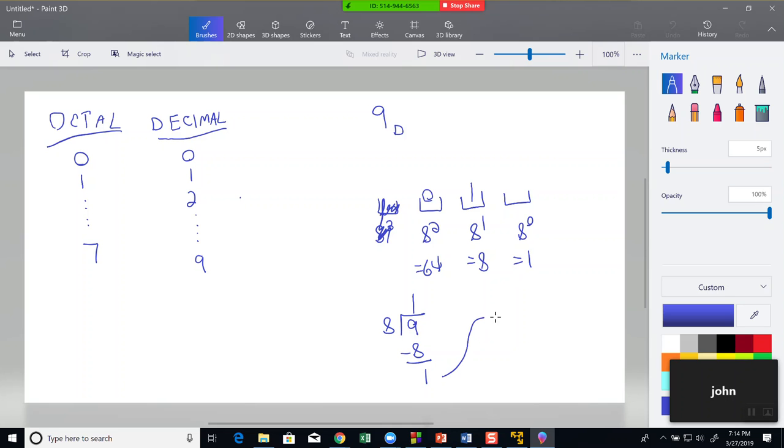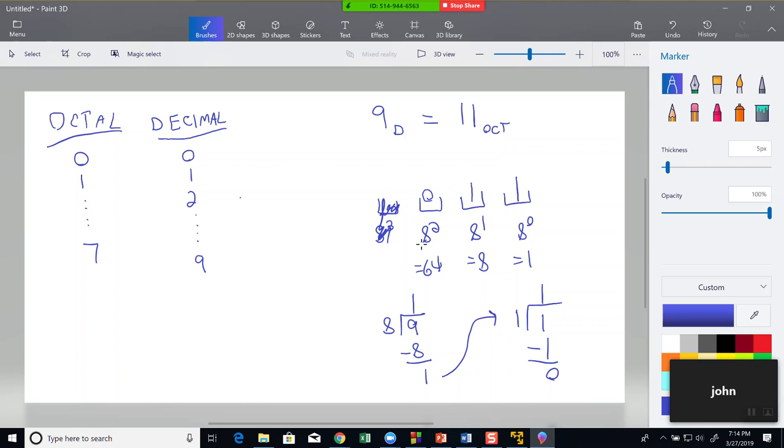And then you take your remainder and you look for the next number that's less than or equal to that, which in this case is a 1. 1 divided by 1 is 1. 1 times 1 is 1. Subtract that, and you get 0. And this is our remainder, and that's 11. So 9 in base 10 is equal to 11 in octal.